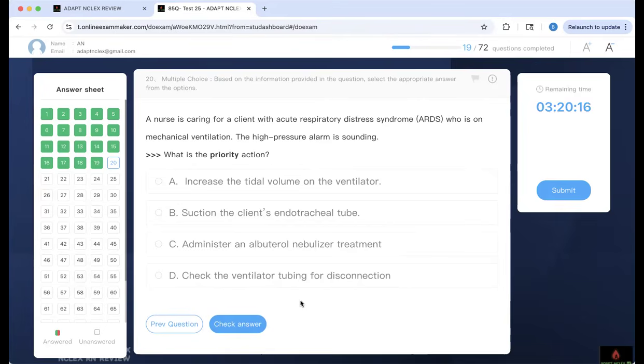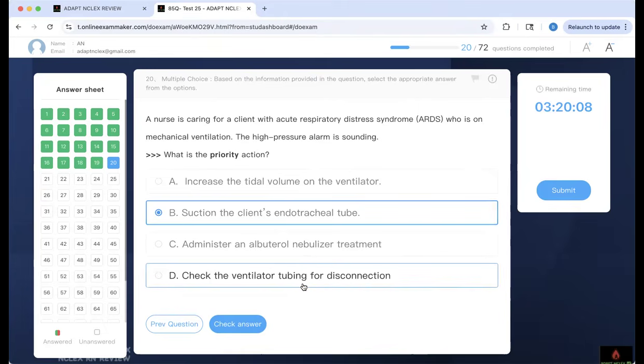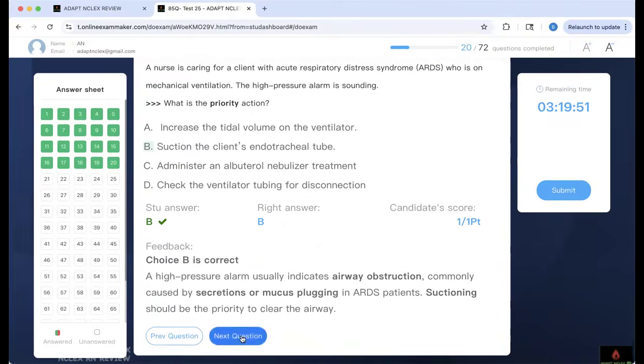I know you pick the right thing because a high pressure alarm may be obstruction, so suction the patient. Disconnection may be leading to what? Low pressure alarm. Albuterol has nothing to do with a high pressure alarm. First, you got to find the problem, assess them. Increasing tidal volume will cause pneumothorax and it increases the high pressure alarm even more. So B is your right answer.